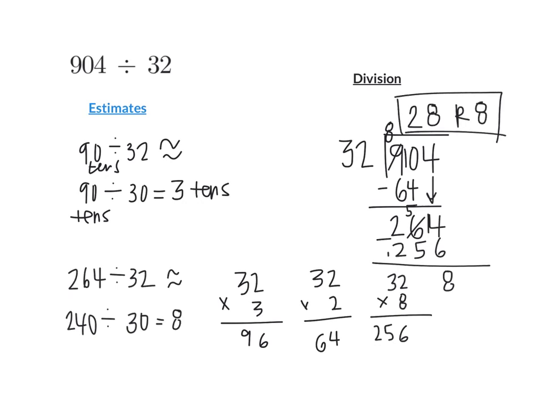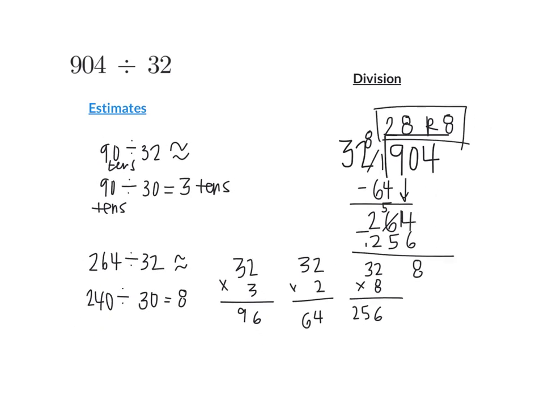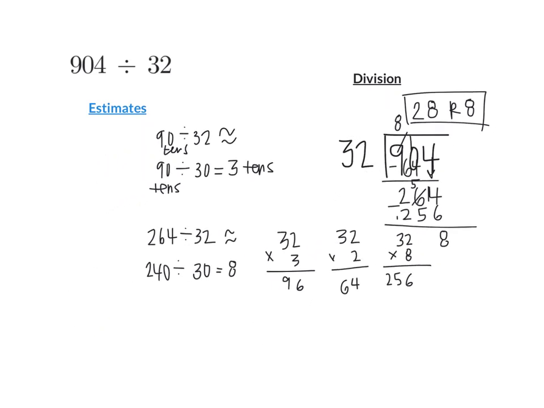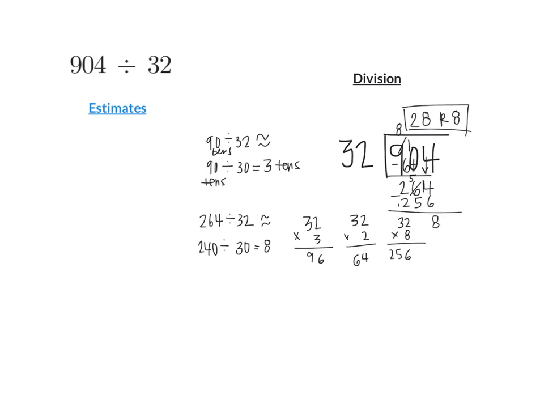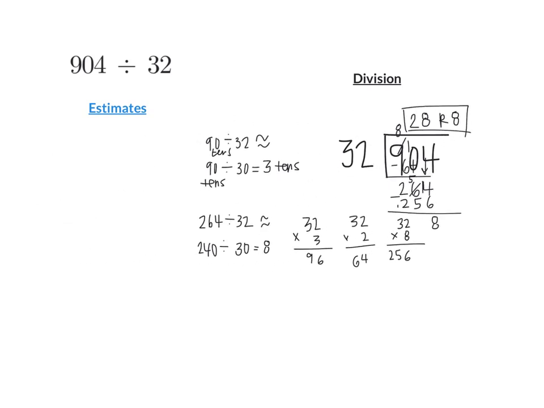But the only thing left that I need to do is check. How can I check to make sure that 28, remainder 8, is indeed the correct answer? The problem's going to stay there, but that's okay. Keep that there. Okay, Shobit. Yeah. We could do 32 times 28, the divisor times the quotient. Let's go ahead and do that. 16, 256.